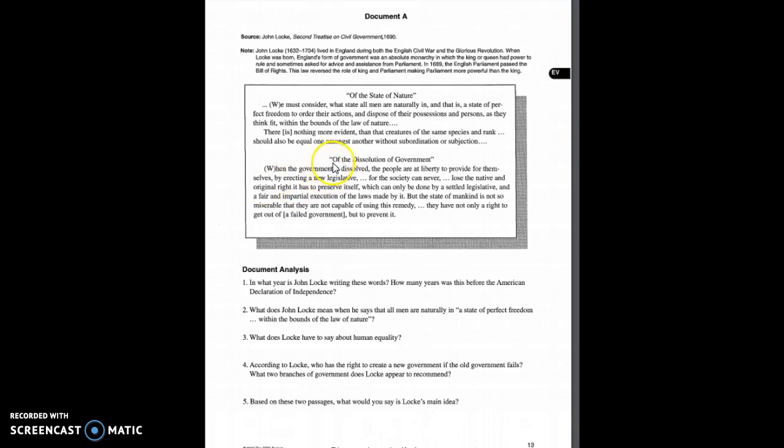All right, for the second passage, of the dissolution of government, let's go ahead and read John Locke's words first. And as I read to you, go ahead and circle the words you don't know so that we can go back and annotate those together.